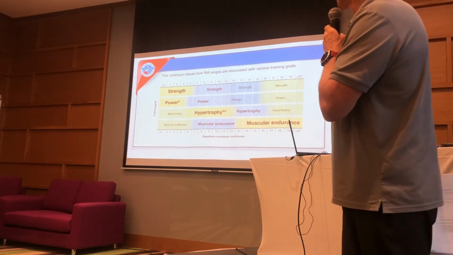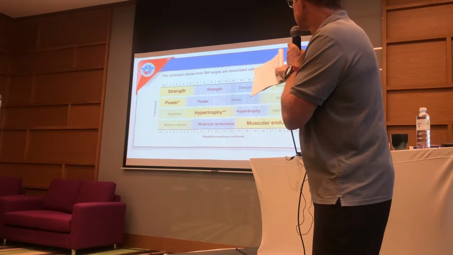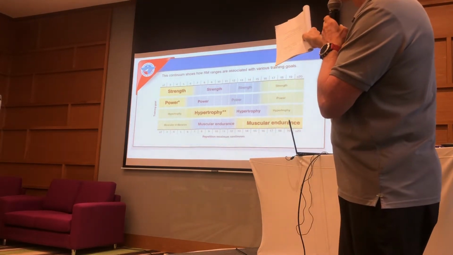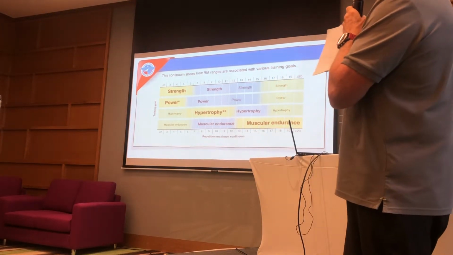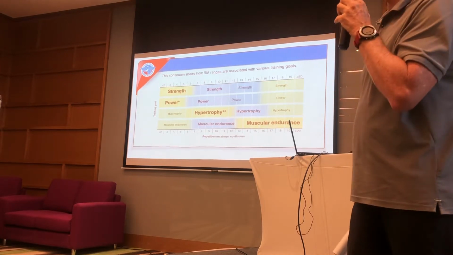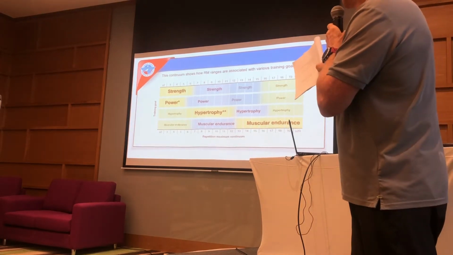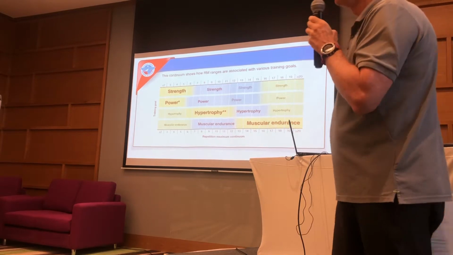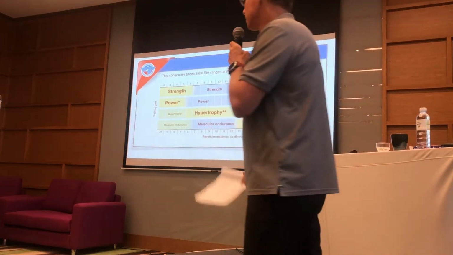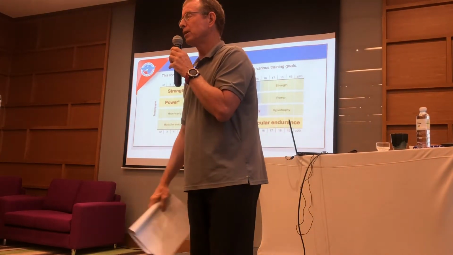Okay. Hypertrophy, in the middle there. I mean, you got an overlap, 6 for strength and 6 for hypertrophy. But you can get the point. You need to do more reps for hypertrophy. Then for muscular endurance, you need to do a lot more reps, a lot lower weight than you do in any of the other 3 training goals.